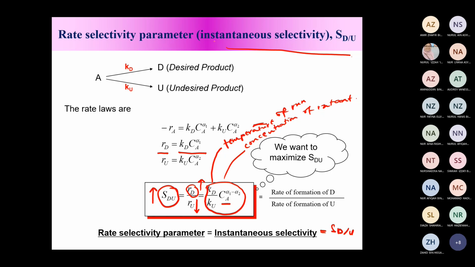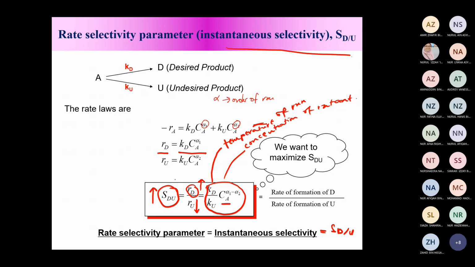Alright, so we have A going to D and U with rate constants KD over KU. We have negative RA equal to KD CA1 plus K2 CA2. Remember, for something like this we can write it as the net RA. So RD is equal to KD CA to the power alpha1, and RU is KU CA to the power alpha2, where alpha is the order of reaction.